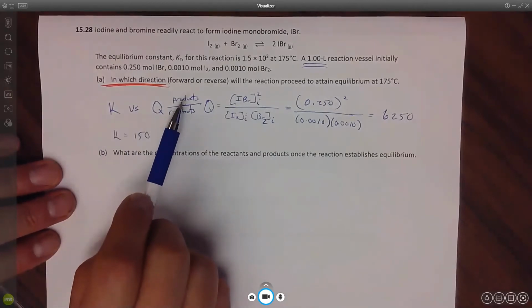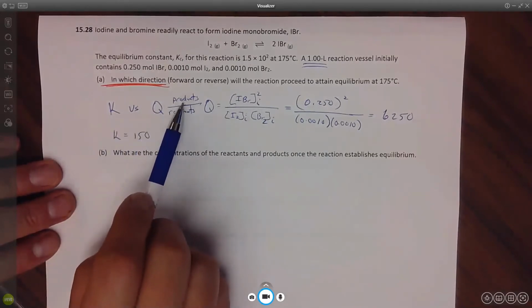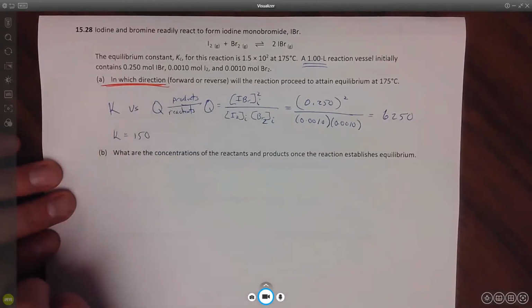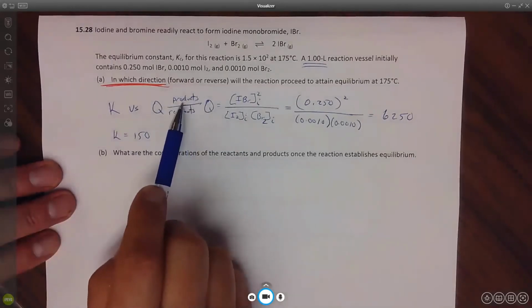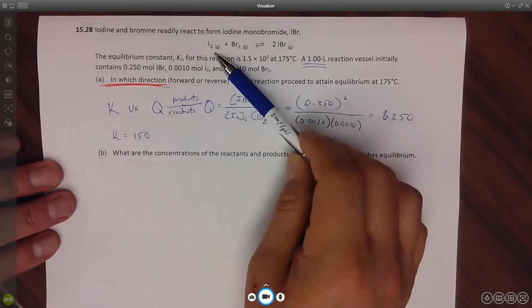Exactly. I have too many. Q is too big. Q needs to equal K. So if I have too many products, is my reaction going towards products or towards reactants? Towards reactants. Yeah, right. If I have too many products, I need to go back towards reactants. Does that make sense?